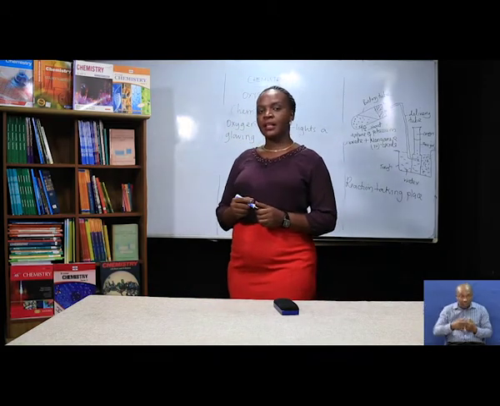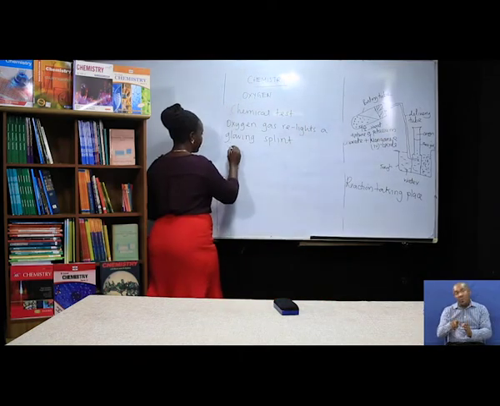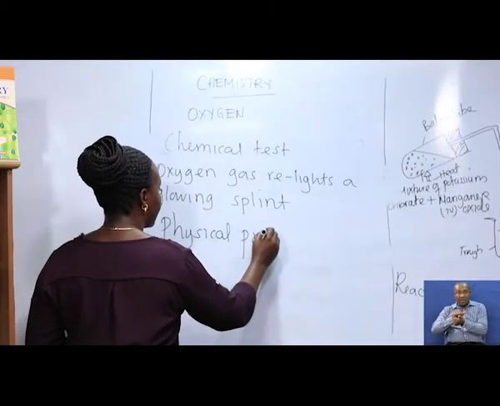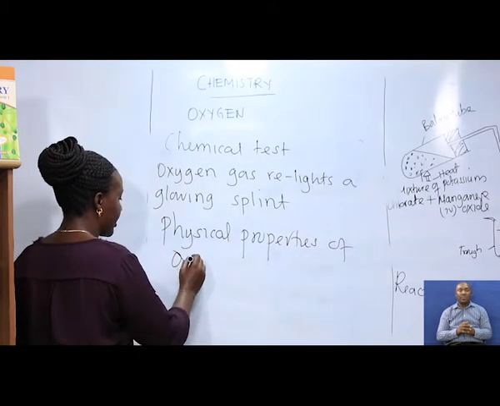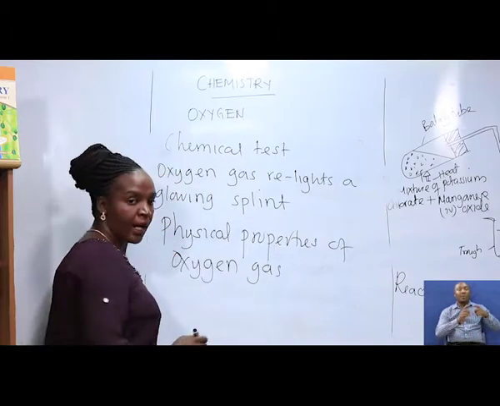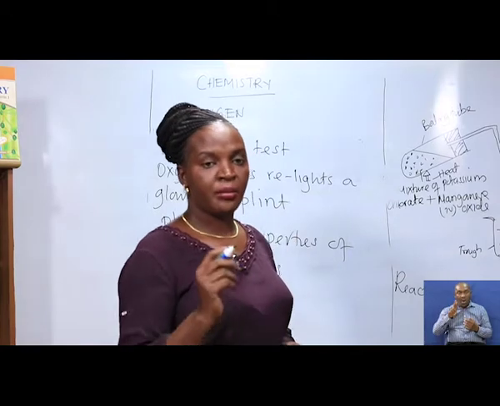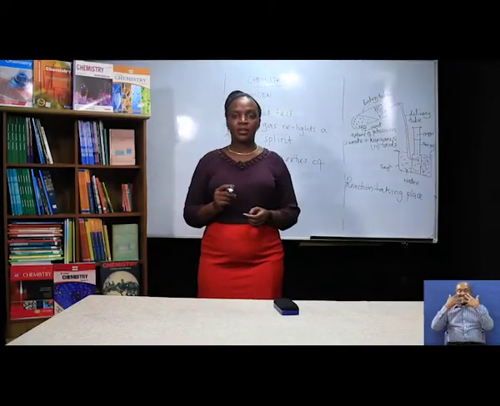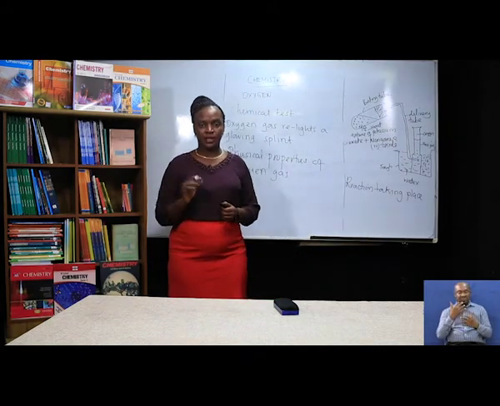After knowing the chemical test of oxygen, let's go and see the chemical and physical properties of oxygen. Now we are starting with the physical properties of oxygen gas. Number one, oxygen is odorless, colorless, and tasteless, meaning oxygen has no color, no smell, and no taste.